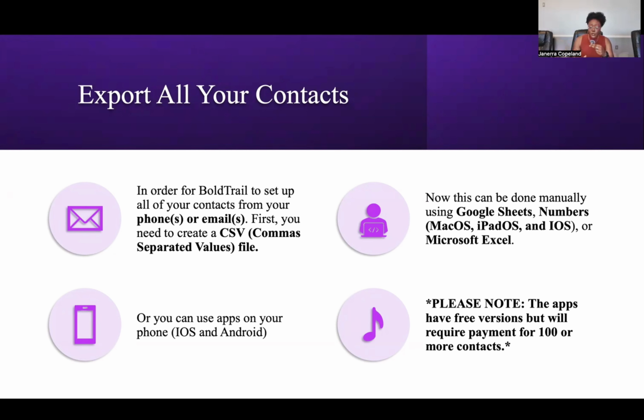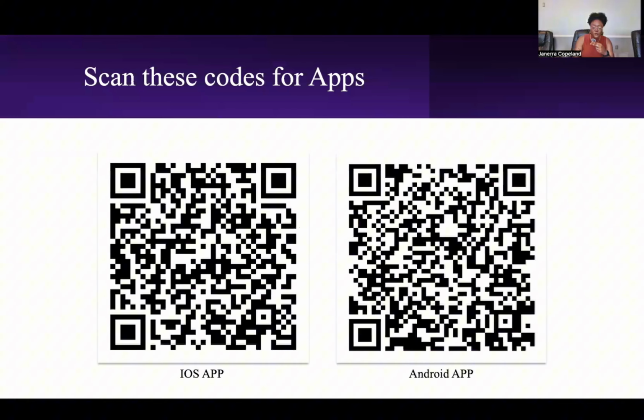Now, if you do this manually, there are multiple ways that this can be done. You can use Google Sheets to make the CSV file. You can use Numbers, which is on Mac OS, iPad OS, and on iOS, or you can use Microsoft Excel. But please note, these apps have free versions, but some of them will require money if you are doing more than 100 contacts. Here are the QR codes for the two apps that I found, one for iOS and one for Android. They both have a paywall, so just keep that in mind. But I think once you pay for it that one time, you don't have to pay for it again.